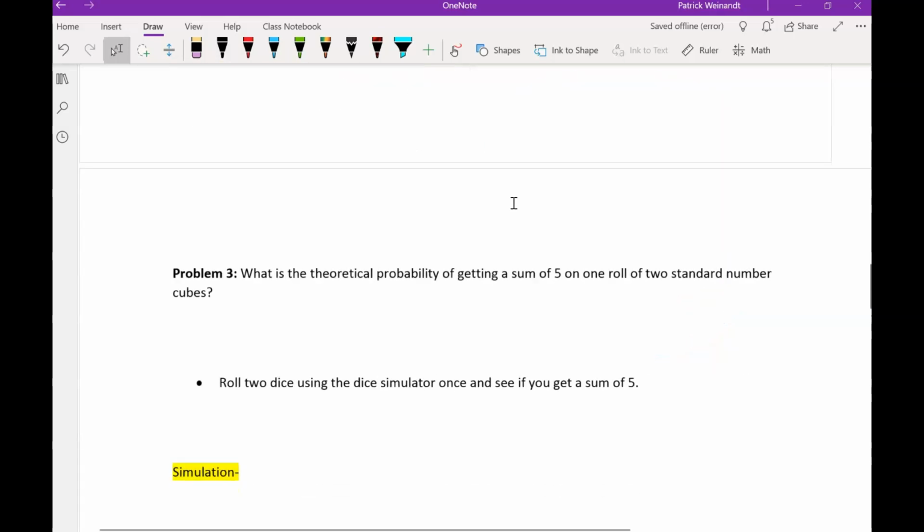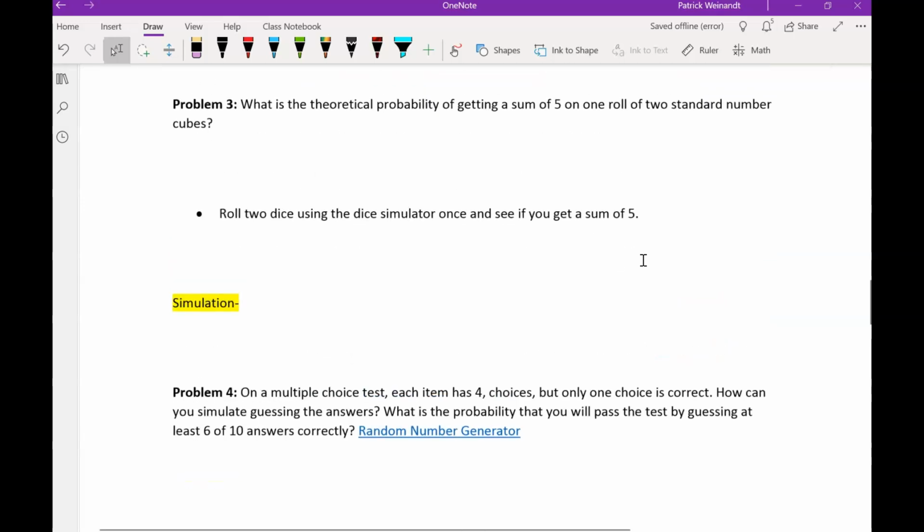So we want to know, what is the theoretical probability of getting a sum of 5 on one roll of 2 standard number cubes? That just means dice. Now we have to think about our outcomes here. Technically, we have 2 dice. I'll do blue and I'll do red here. Now how many outcomes does this blue die have? If it's a 6-sided die, if it's a cube, it has 6 outcomes. This one has another 6. So how many total outcomes are there?